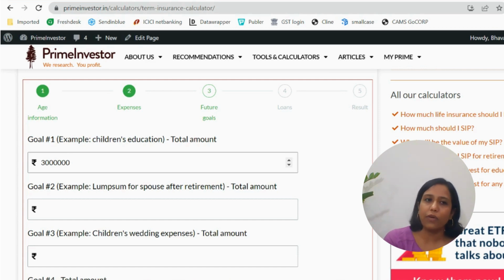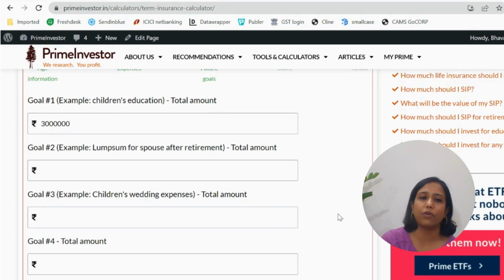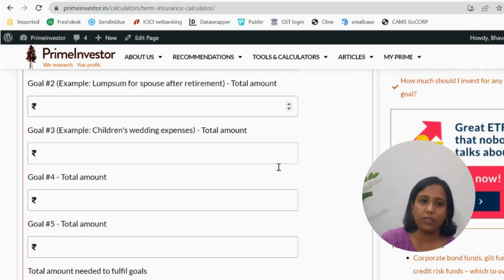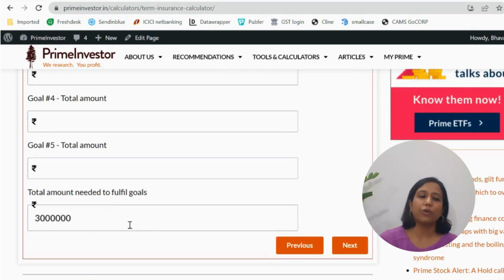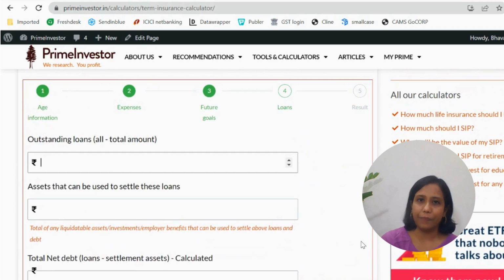So you can put that. Okay, in this case, I'm just saying I need 30 lakhs for children's education. I am not putting any other goals. If you have other goals, you can just keep adding them. So the total amount that my insurance needs to be able to meet is also this 30 lakh. So this is expenses and this is the goal amount. First step was the expenses, the second step was the goal amount.